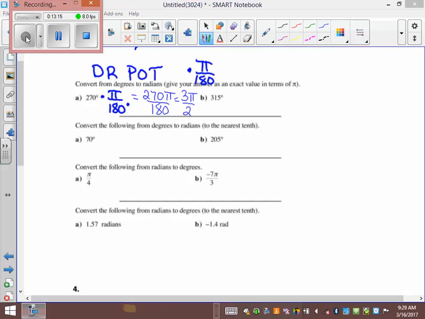The next one, 315 times pi over 180, gets me 315 pi over 180. What does that reduce to? Seven pi over 4.